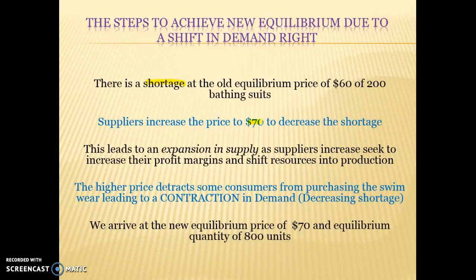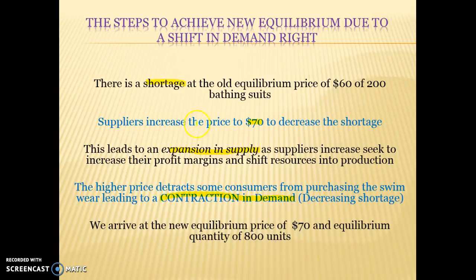So this leads to an expansion in supply as suppliers seek to increase their profit margins and shift resources into production. But the higher price also leads to a contraction in demand, which causes a decrease in the shortage.